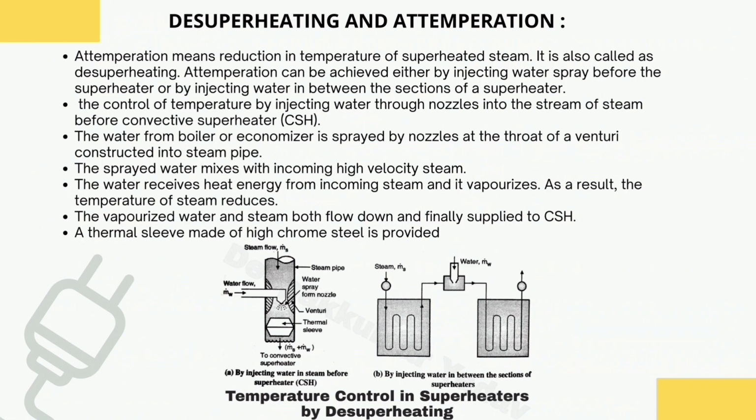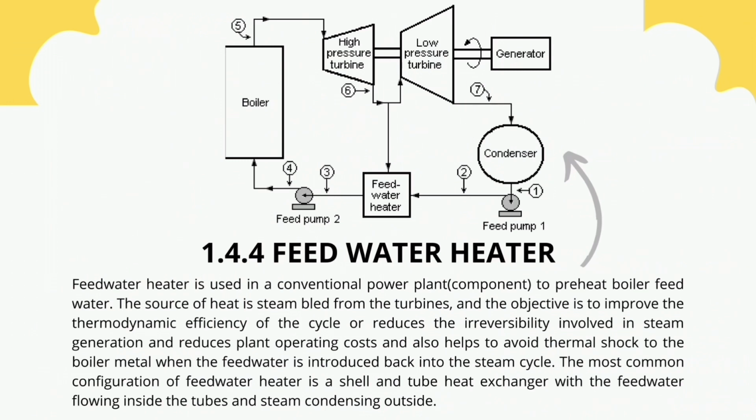So below here, as you can see, is a schematic diagram to see more clearly how this method actually works. So next is a feed water heater. A feed water heater is actually used in a conventional power plant. Basically, it is a component of a steam power plant that is used to preheat boiler feed water.